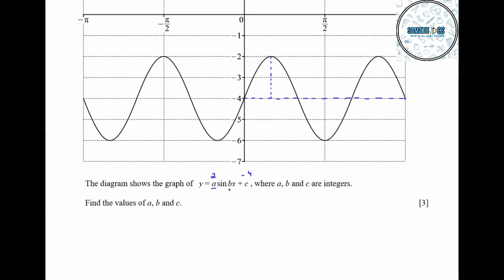For the value of b, we can see that till pi there is 1.5 cycle. 1 cycle is completing over here and then a half cycle. It means that within 2 pi there will be 3 cycles. So we can write the value of b is 3. So a is equal to 2, b is equal to 3, and c is equal to minus 4.